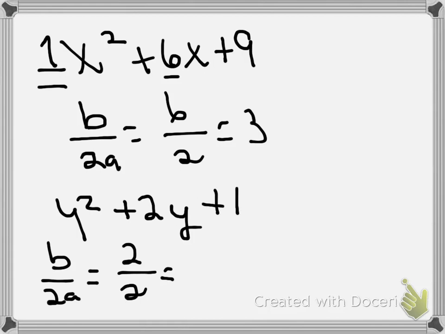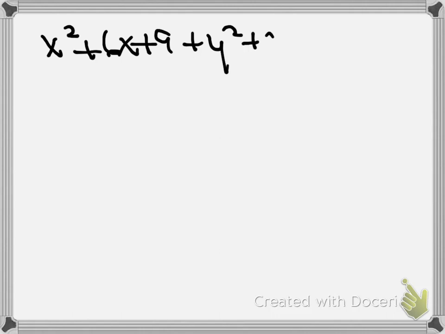So I think I'm ready to put it all back together again. I have x squared plus 6x plus 9, then I have plus y squared plus 2y plus 1, then I have the minus 6 equals, and I have to remember to add on the other side the 9 and the 1, so 9 plus 1.